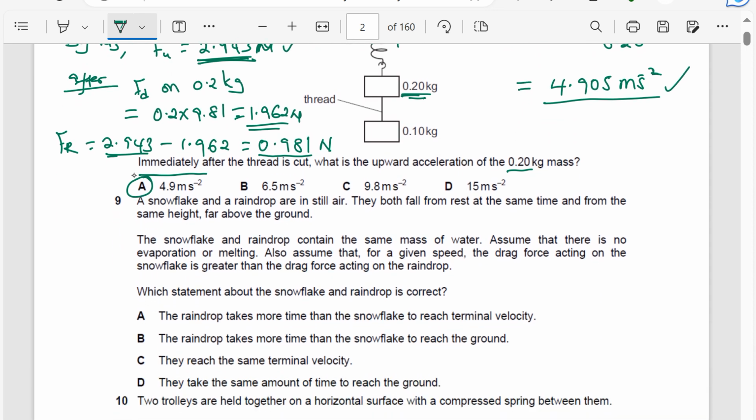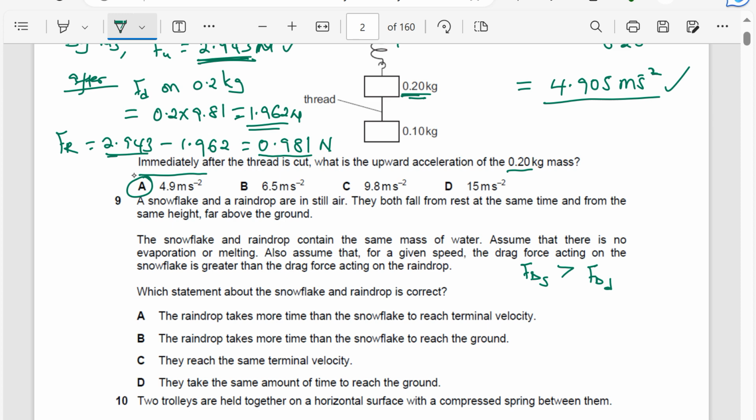A snowflake and a raindrop are in still air. They both fall from rest at the same time and from the same height, far above the ground. The snowflake and raindrop contain the same mass of water. Assume that there is no evaporation or melting. Also assume that for a given speed, the drag force acting on the snowflake is greater than the drag force acting on the raindrop. So I'll use ds for the snowflake and dd for the raindrop. They have told us that the drag force for the snowflake is greater than the drag force for the raindrop.